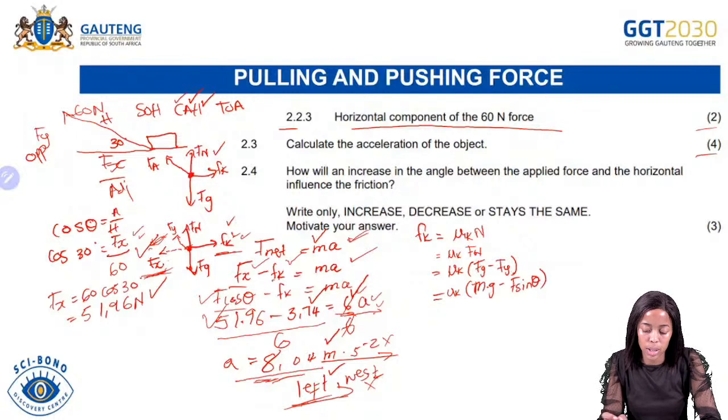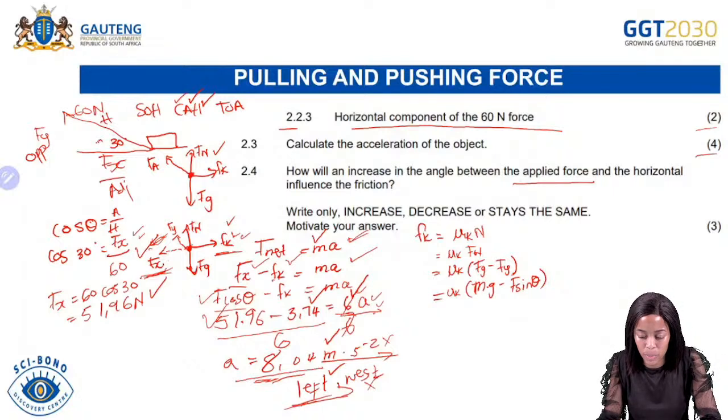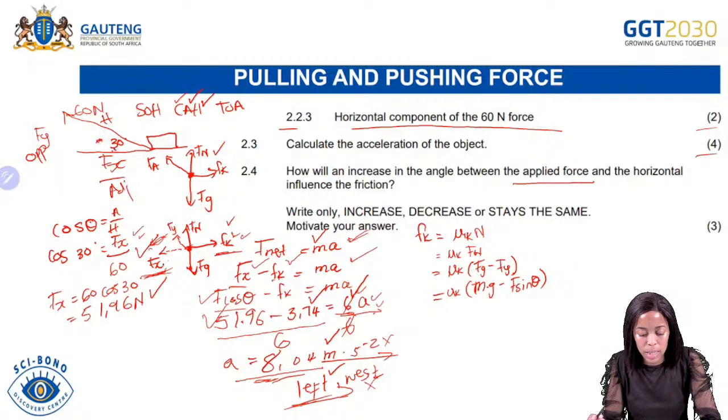Okay, so let me read the question again. It says, how will an increase in the angle between the applied force and the horizontal influence the friction? So going back to the very same scenario that we have, if you are going to increase this angle here, which was given as 30 degrees, so basically you had 30 degrees and you now increase this angle. An increase can be an increase to anything.